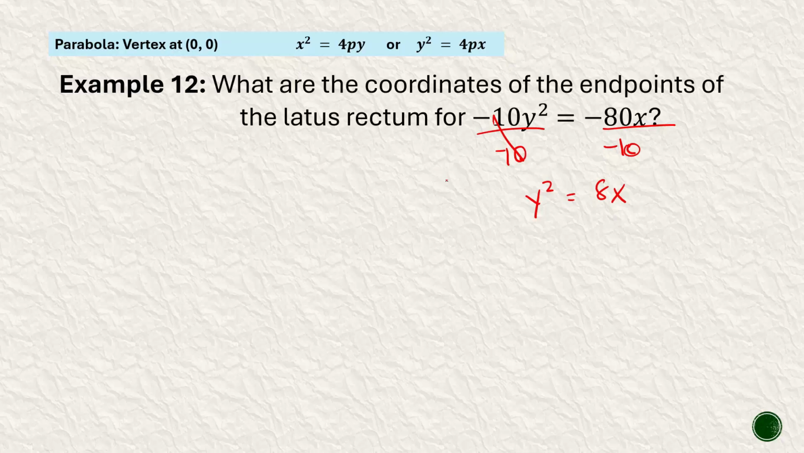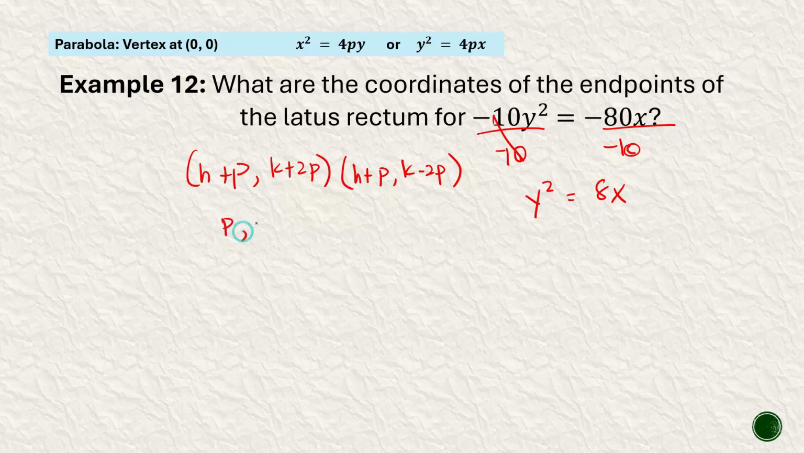If it opens to the right, our formula is going to be (h plus p, comma, k plus 2p). Here there's no absolute value. That's the difference if the parabola opens to the left: then that 2p has an absolute value. Just to give you more information about the formulas, I'm giving the general formula first, and then let's simplify that.